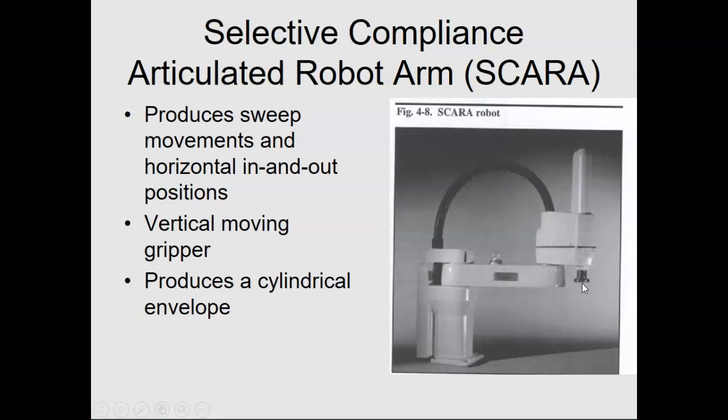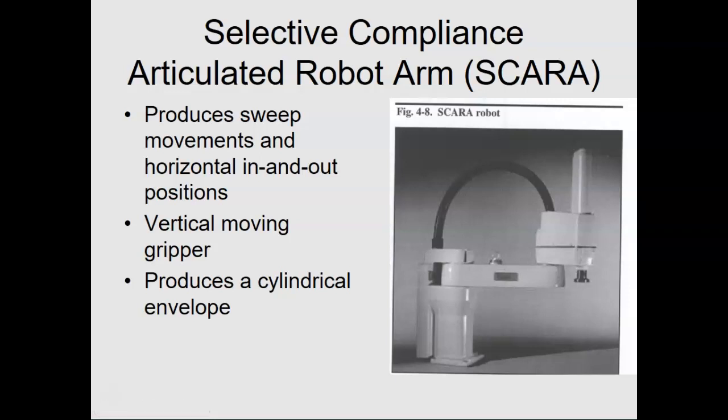So then you have the SCARA, which is the Selective Compliance Articulated Robot Arm. This guy gives a sweep movement. It has the ability to move horizontally. It has a vertical moving tool. And this guy actually produces a cylindrical envelope because of the way he rotates.